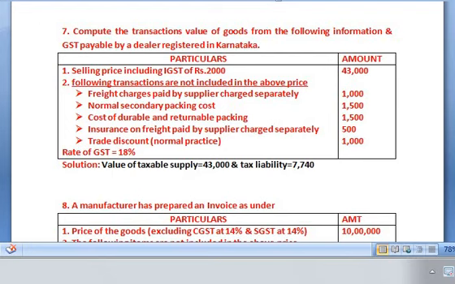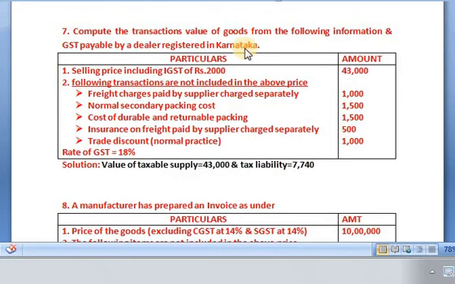Now let us go with the next problem. So let us first go through the problem. Compute the transaction value of goods from the following information and GST payable by a dealer registered in Karnataka. So very clearly given Karnataka, intrastate only, one particular place. So CGST and SGST is applicable.